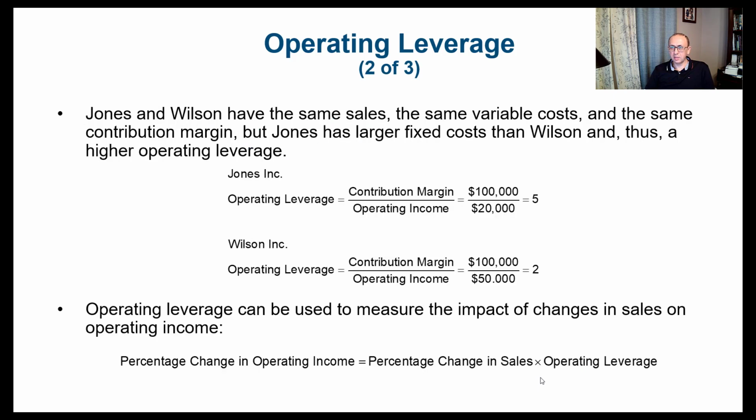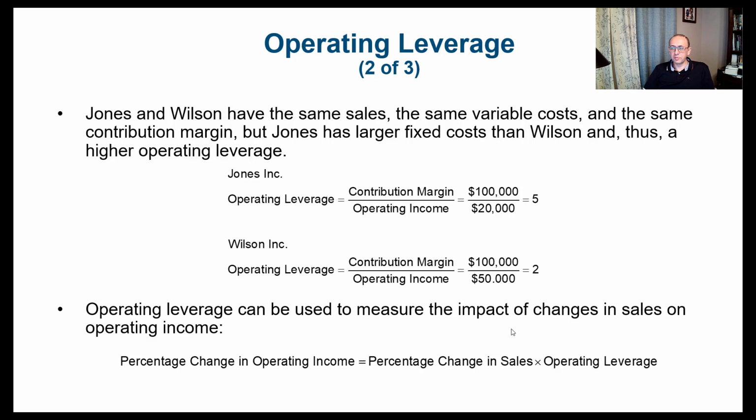So now let's see the operating leverage for each of these companies. For Jones, it's the contribution margin, which is 100,000, divided by the operating income of 20,000. So the operating leverage is 5. For Wilson, the contribution margin is 100,000, the same as the other company, but since the operating income here was higher, we take 100,000 divided by 50,000, and the operating leverage is 2.